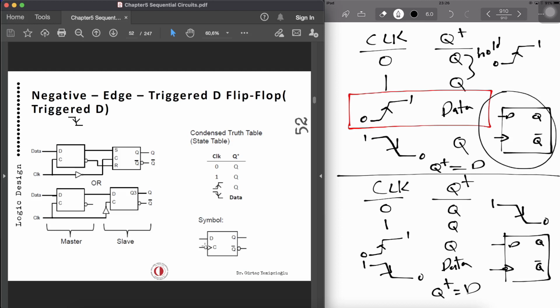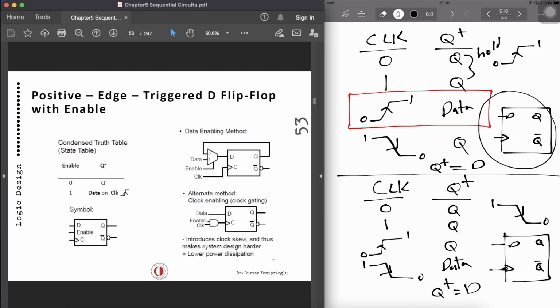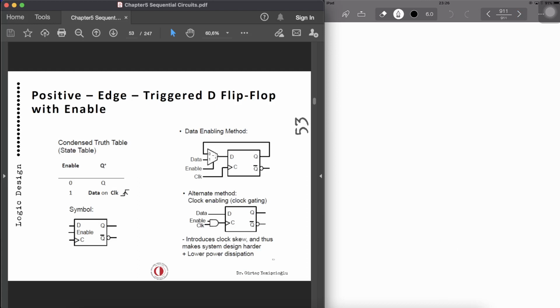So if we carry on, we can also introduce enable. And that enable is introduced with a multiplexer. If you do remember the multiplexer from the combinational circuits, when the select, in this case enable, is 1, we feed in data. Otherwise, we halt. So we can modify the symbol with enable. Now you can see that when enable is 0, it's still holding. When enable is 1, and on the rising edge, then output follows input.